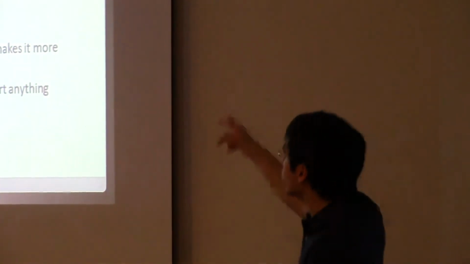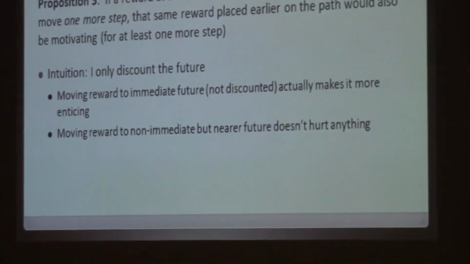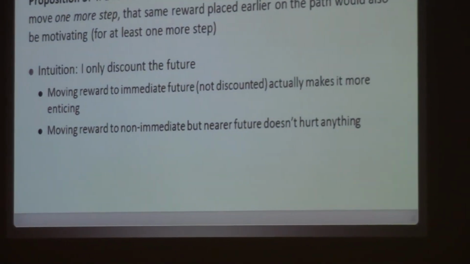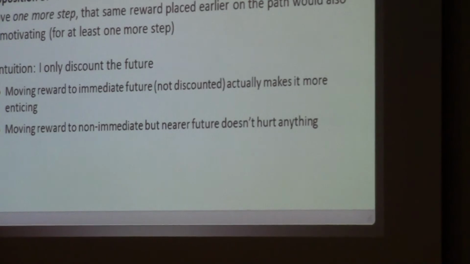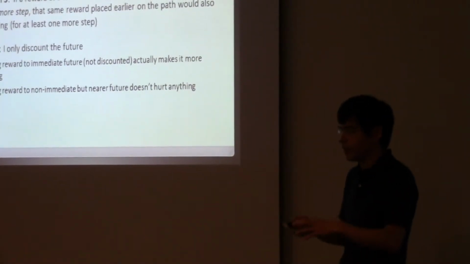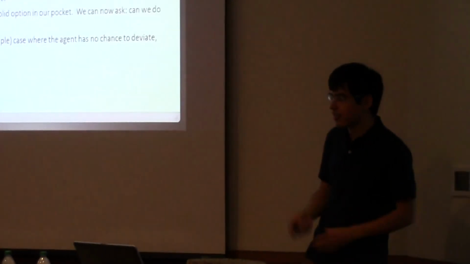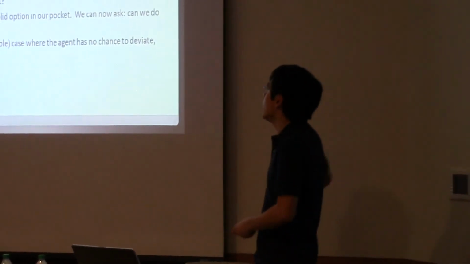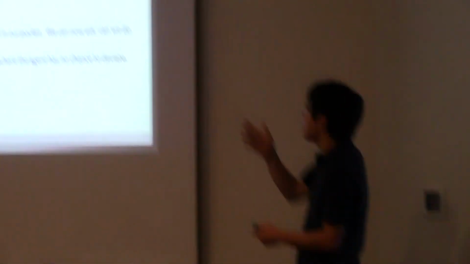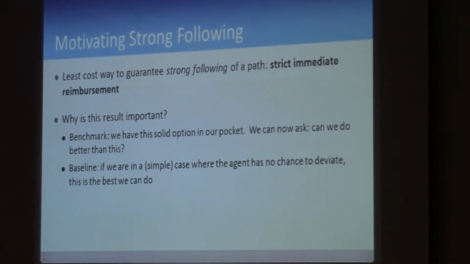So in terms of only getting the agent to take one more step, you might as well put rewards immediately. Of course, that means that if you put them too soon, then the agent's like, okay, I got that reward, now what? So you have to actually think about whether you want to do this. But if you're just considering the problem of motivating one more step, this holds. This essentially leads into one of our results, which says that strong following, if you want to guarantee that an agent always follows the path, the best you can do is strict immediate reimbursement of all its costs.